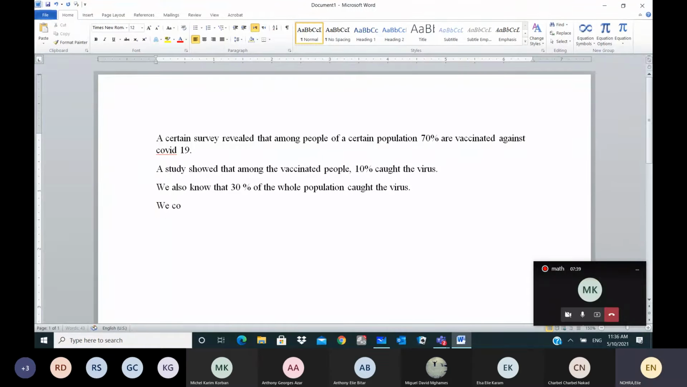We consider the following events. Obviously, V, which is going to be what V? A person vaccinated. And C: the person got the coronavirus.